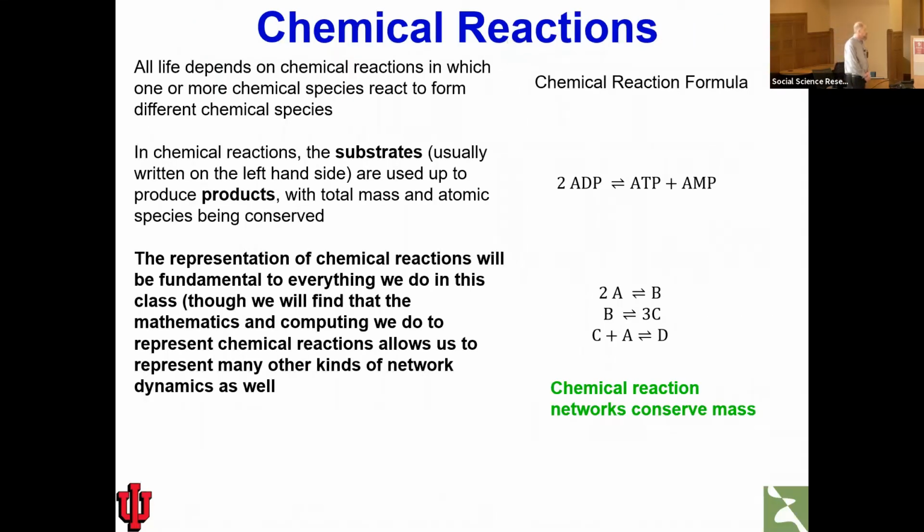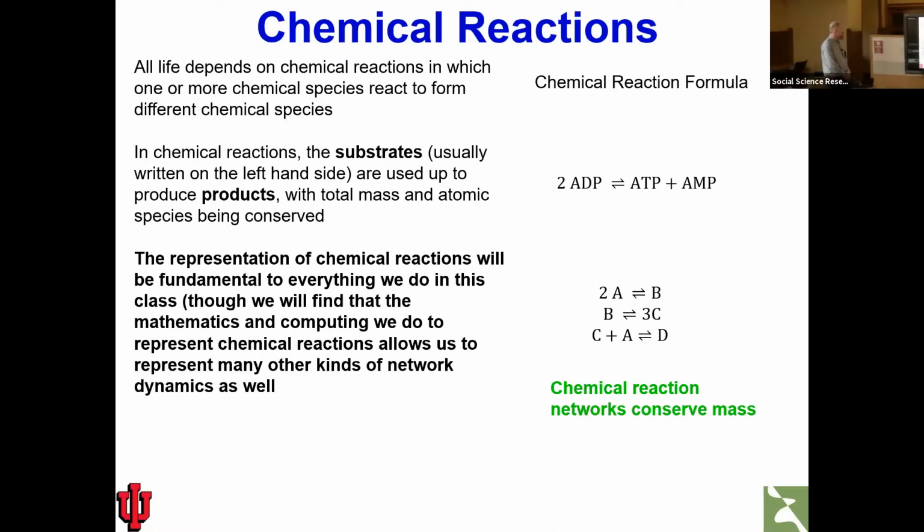Okay, so we're going to talk about a chemical reaction. People are probably used to seeing things like a chemical reaction formula. Here, 2 molecules of ADP go to 1 molecule of ATP and 1 molecule of AMP. So 2 adenosine diphosphates go to an adenosine triphosphate and an adenosine monophosphate. That happens to be a reversible chemical reaction, and so the arrow is usually drawn with 2 heads.